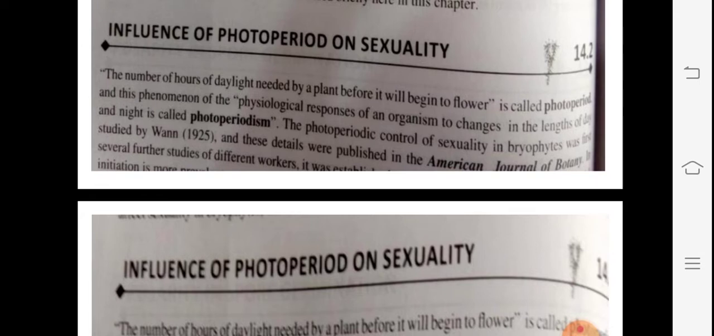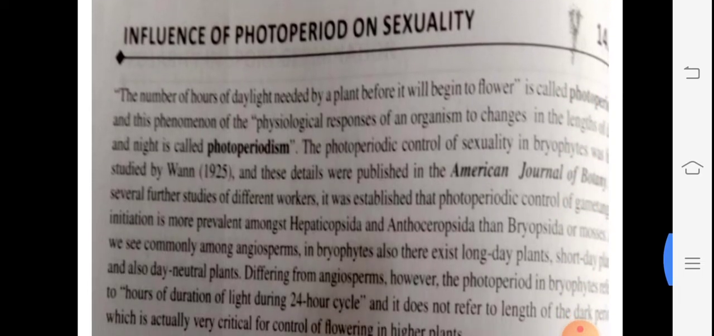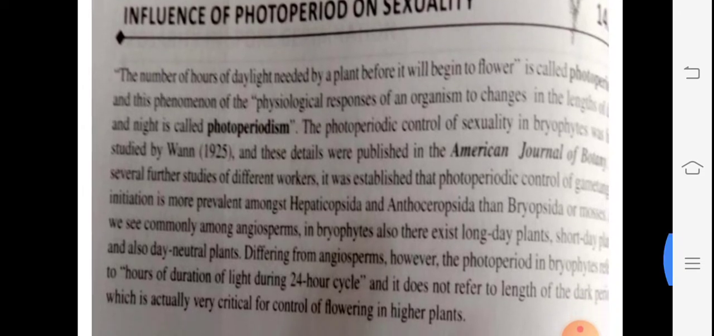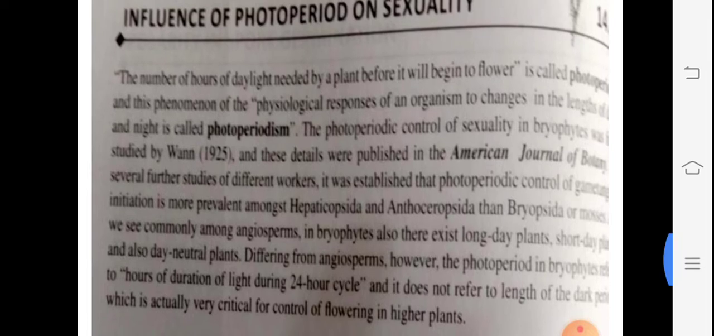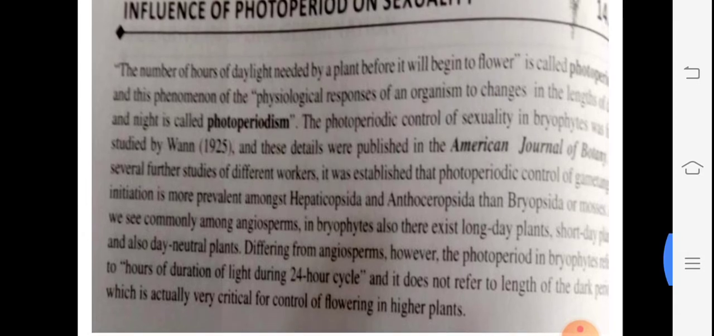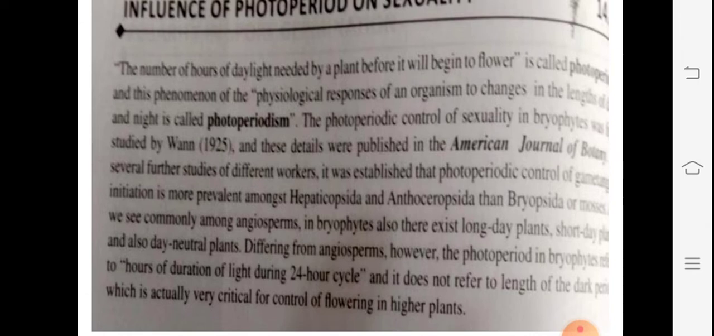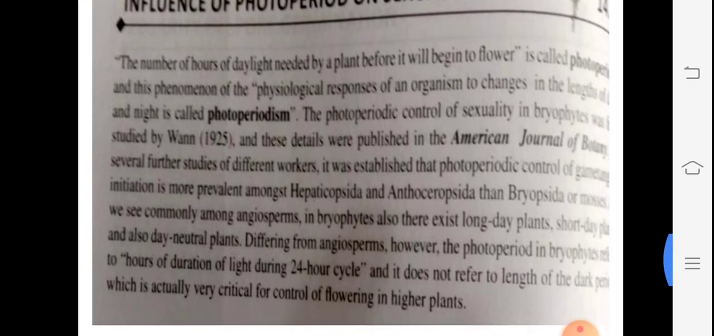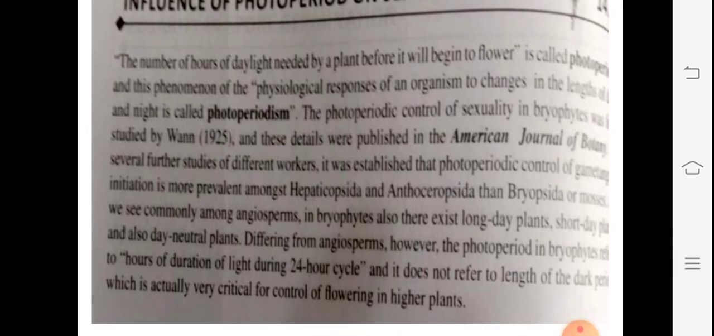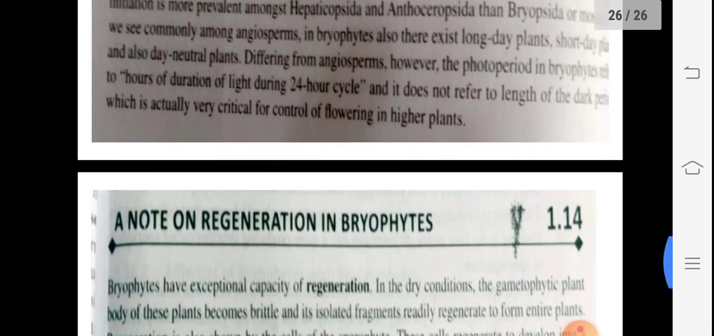Photoperiodism is generally based on the physiological response of an organism to change in the length of day. Secondly, we study the nature of photoperiod on sexuality. There are a number of different photoperiodic responses. The work published in the American Journal of Botany in 1925 by Van showed that photoperiod controls gametangia initiation in Hepaticae, Anthocerotae and Bryopsida, whereas they exist as long day plants, short day plants and day neutral plants. Therefore, this type of study also has importance.